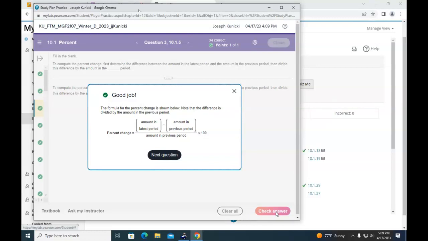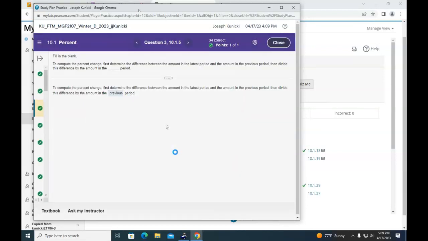So if you have a positive number, then it's an increase. If you have a negative number, then the older one is larger, so you would have a decrease. So the percent change could be positive or negative, depending on the difference. But you always put the newer amount here, the latest amount. Okay, so that's percent change.